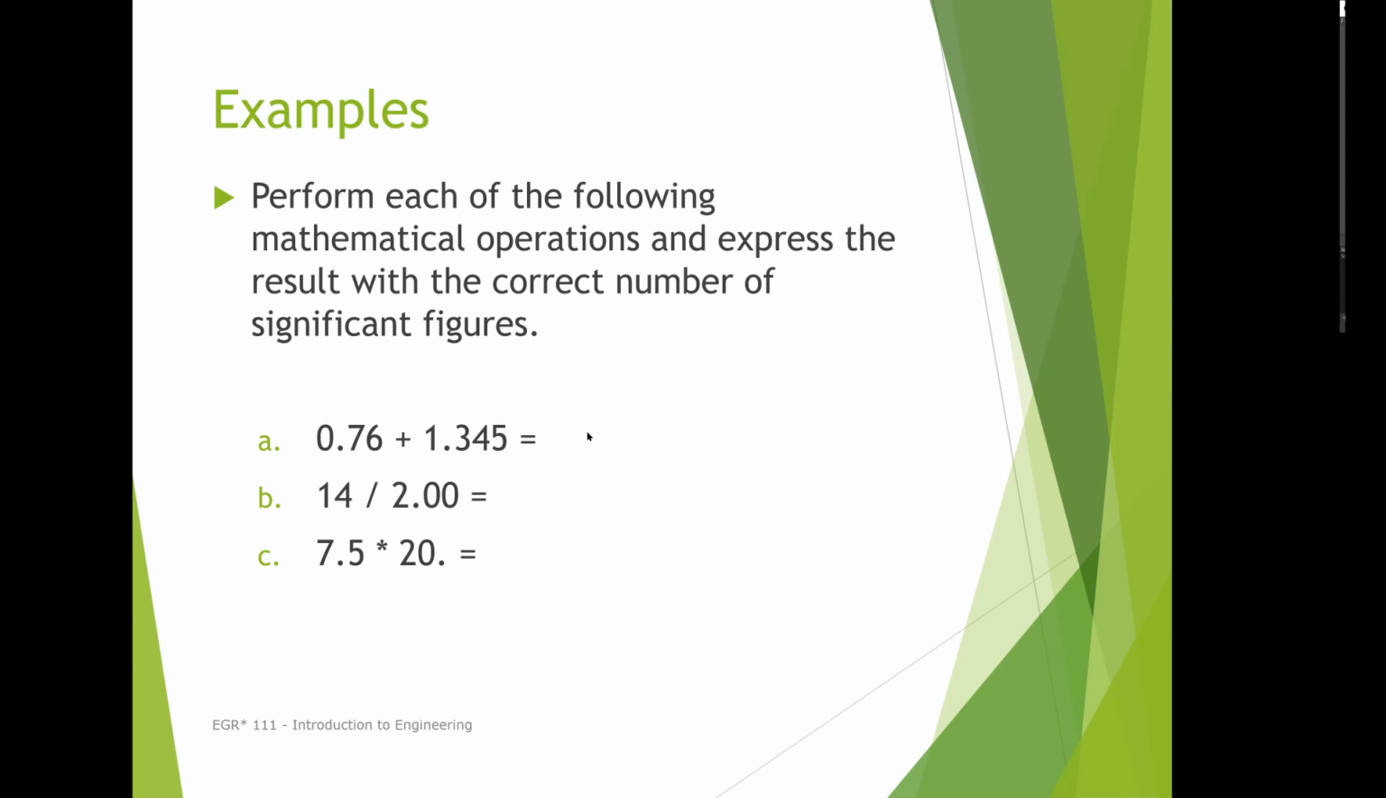Okay, so for the first one, add these two together. What we recognize is our end result is going to have 2 digits to the right of the decimal point. If you add these two directly, you come up with 2.105, but that's 3 digits to the right. So what we need to do is round it, so your answer should be 2.10.